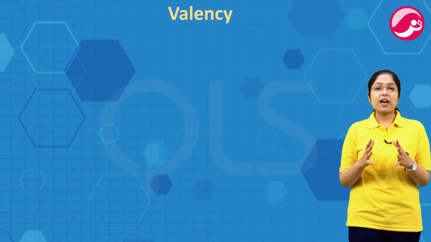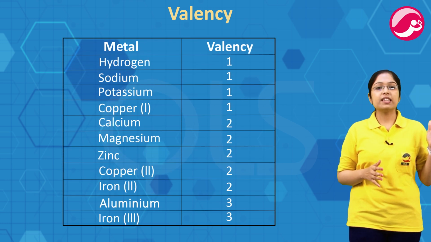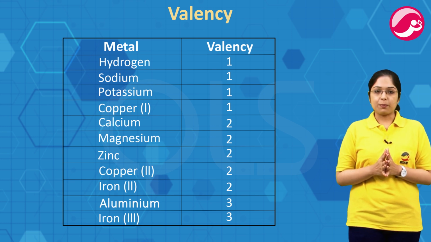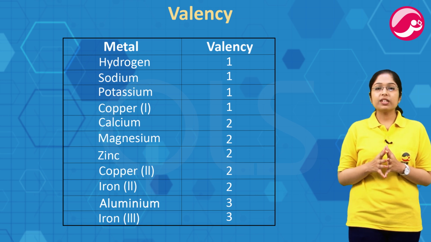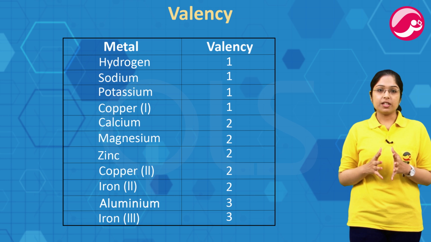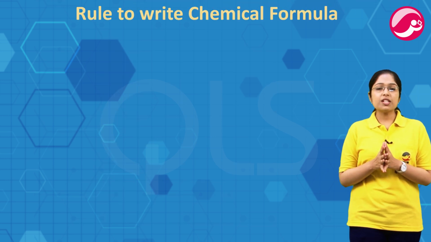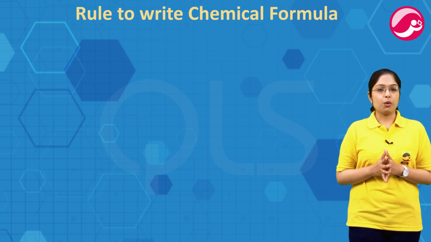Now you can see valencies of some common elements in this given image. We will learn more about valency in next chapter. For now, we are okay with valency. हर काम को करने के लिए कुछ rules होते हैं. Similarly, there are also some rules to write chemical formula. So now let's look into the rules of writing chemical formula.